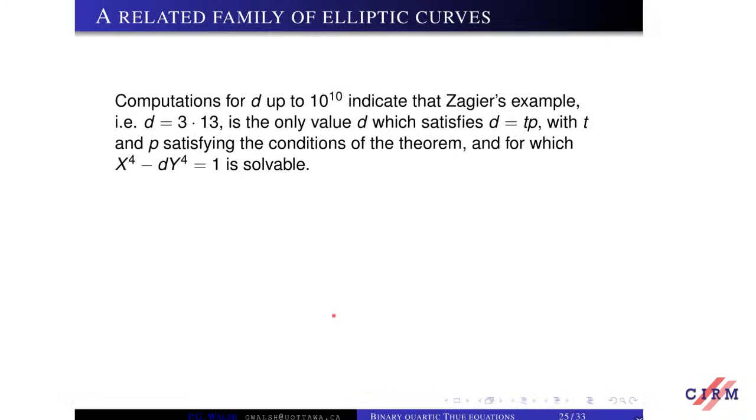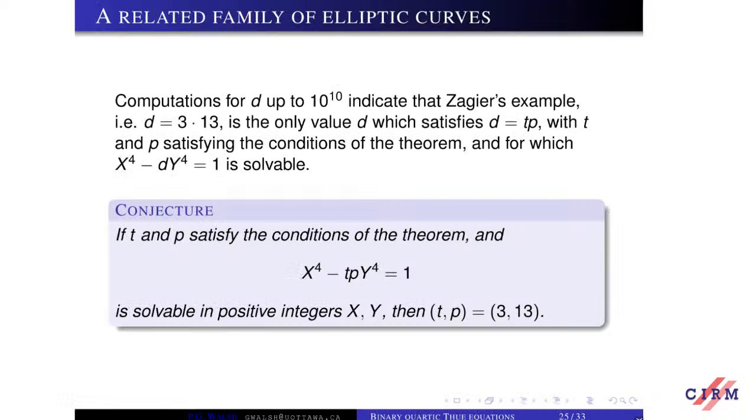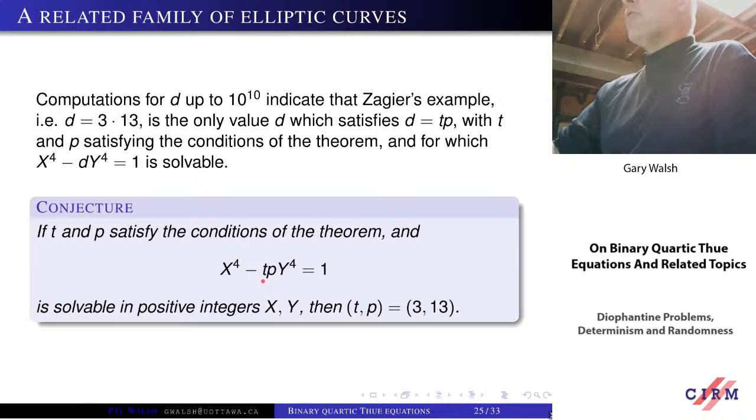So it seems that this condition that I stated relating to this equation only happens in the case d is equal to 39. So I'll just state that as a conjecture for anyone who cares. I can't prove it, but I'm sure that it's true that this equation is never solvable for 2 primes t and p satisfying the conditions of the theorem, or maybe it may not be solvable for any 2 primes other than 3 and 13.